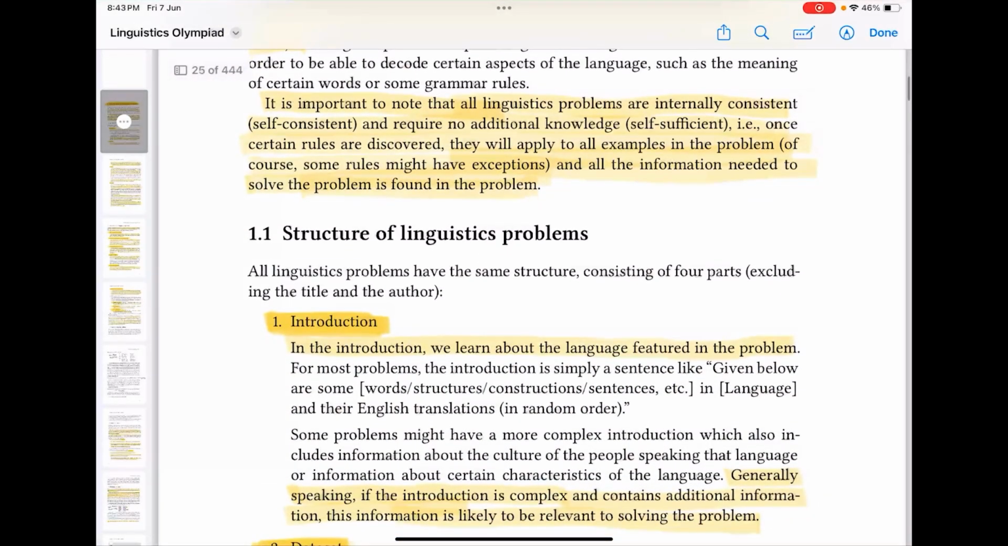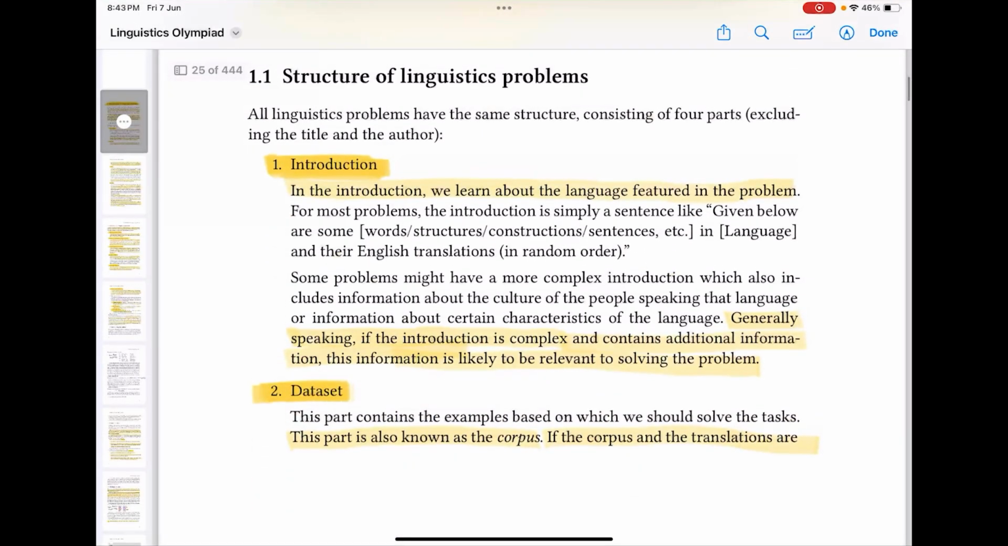Now, as I said, in linguistic problems, you don't need to know the language you're solving. You just need to know the language you speak, and basic grammar rules. These problems are usually self consistent and self sufficient. And once some of the rules are discovered, they should be applicable to all of the examples given in the problem. For the examples, there might be exceptions if you're following the entire language, but at least in the examples, they should all be applicable, that is, if you found the correct rules.